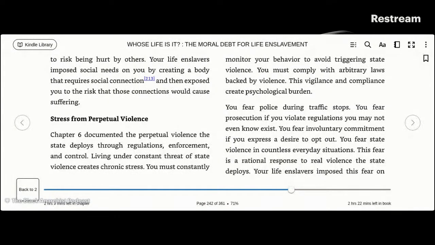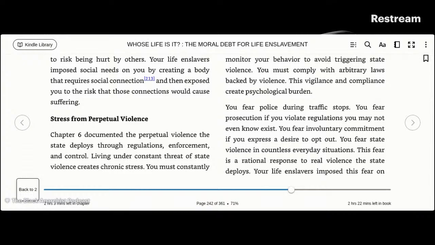Stress from perpetual violence. Chapter 6 documented the perpetual violence that the state deploys through regulations, enforcement, and control. Living under constant threat of state violence creates chronic stress. You must constantly monitor your behavior to avoid triggering state violence. You must comply with arbitrary laws backed by violence. This vigilance and compliance creates psychological burden.